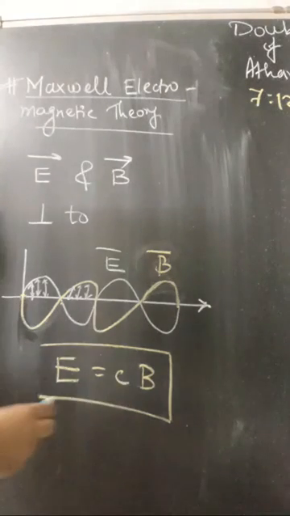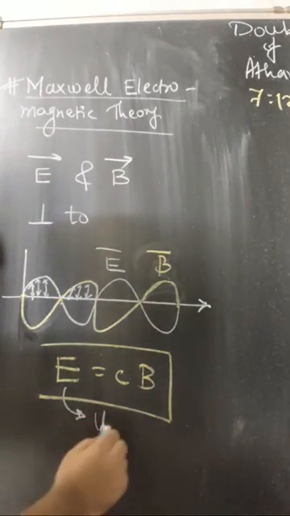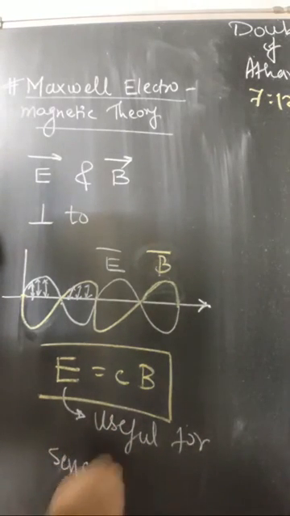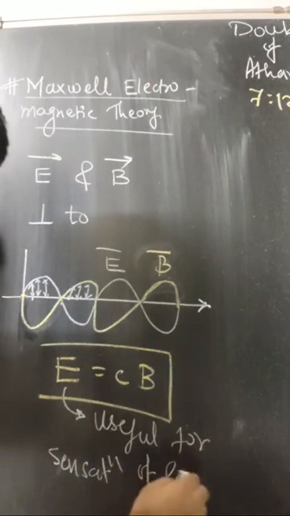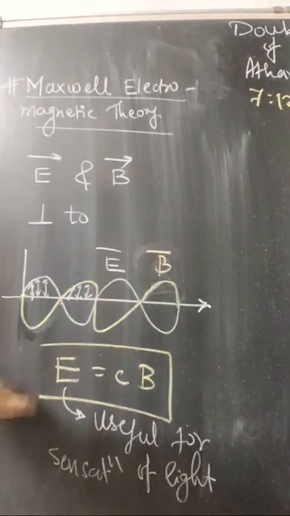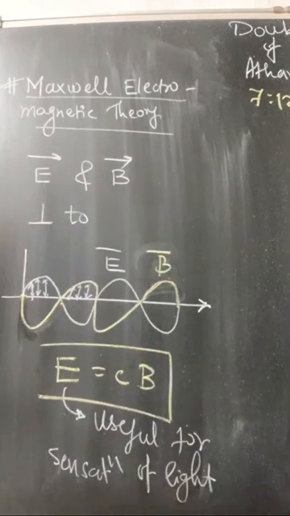And amongst the two, electric field is the one that is useful for sensation of light. We can sense the light, see the color. That is because of electric field. So what is magnetic field used for? Magnetic field is used for propagation. This is nothing but Maxwell's electromagnetic theory.